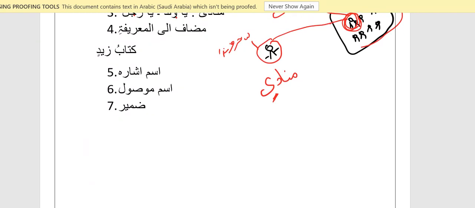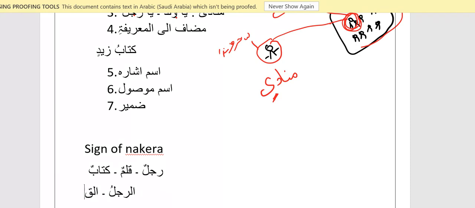Now let's learn about the sign of nakira. What is the sign of nakira? Nothing simple, a tanween. Any word having tanween on it is nakira. Rajulun, a common man. Qalamun, a general pen. Kitabun, a general book. But if you are saying ar-rajulu, now it's a specific man. Al-qalamu, a specific pen. Al-kitabu, a special book.